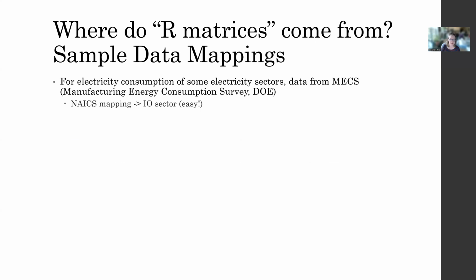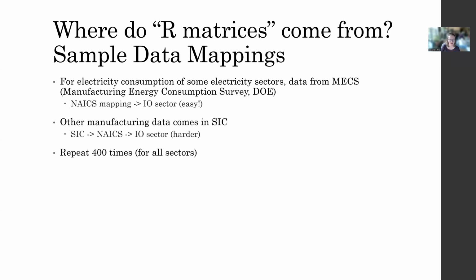We can collect data on the electricity consumption of certain sectors. And this might come from a survey that the Department of Energy does. And that kind of NAICS mapping to IO mapping is fairly easy. You might get other manufacturing data in SIC, which can be a little bit harder. And you repeat this a bunch of times for all the sectors.